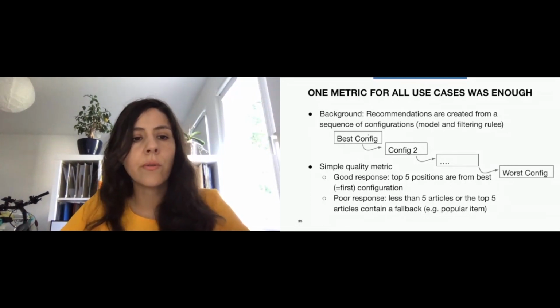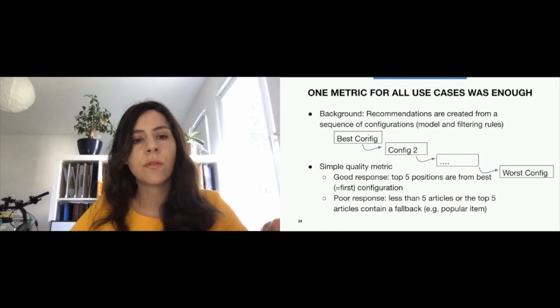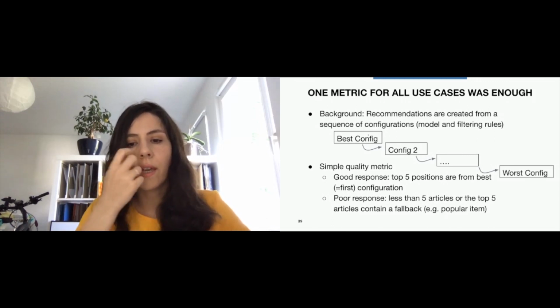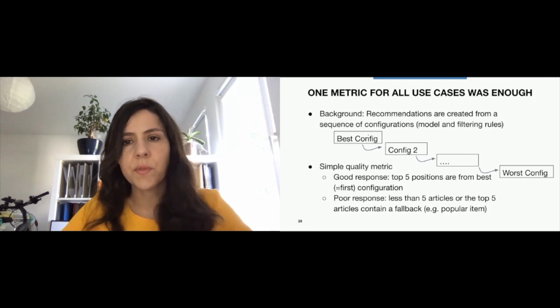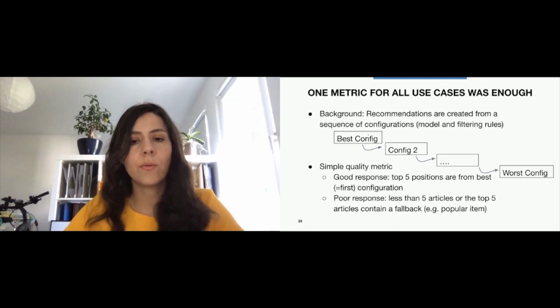From this knowledge, you can derive a simple quality metric. You could say that we consider it a good response if the top 5 positions are from the best configuration, so the first one. And it's a poor response if it's less than 5 articles or we have at least one fallback, for example, popular items among these 5 recommendations. So this is quite simple. And how do you implement such a thing? So you actually know how you can practically put what I'm telling you into production.